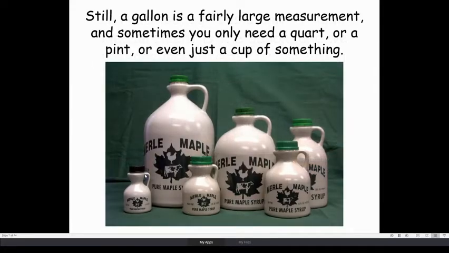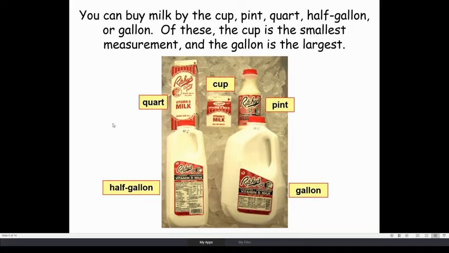Okay, still, a gallon is a pretty big measurement, and sometimes you only need a quart or a pint or even just a cup of something. And you can see all these different sizes of maple syrup. You can see this one says a half pint here, and this one looks like the gallon as well. This one says 1 pint right there. Okay, so the next time you go to the store, you want to see if you can find these sizes.